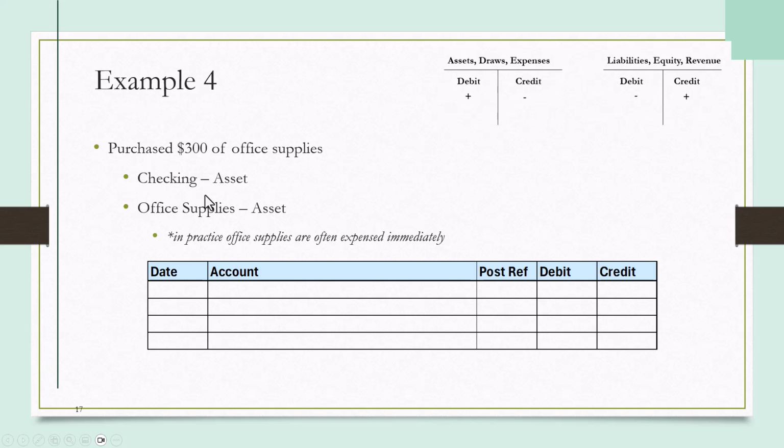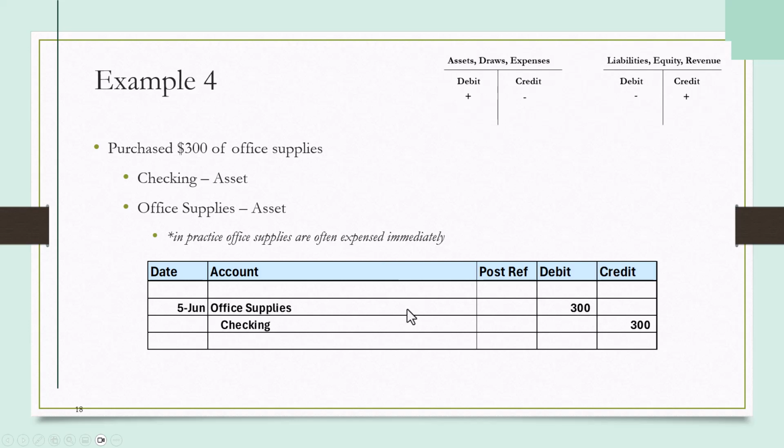Okay, so we're subtracting from checking because if they're paying for something, that's going to take away from the checking account. They're using up money. The office supplies, we're going to add to office supplies. If they go out and buy office supplies, they're going to bring it to the office, they're going to put it in the supply cabinet. So that adds something to the business. That adds supplies to the business. So that is what we're going to be adding to or debiting.